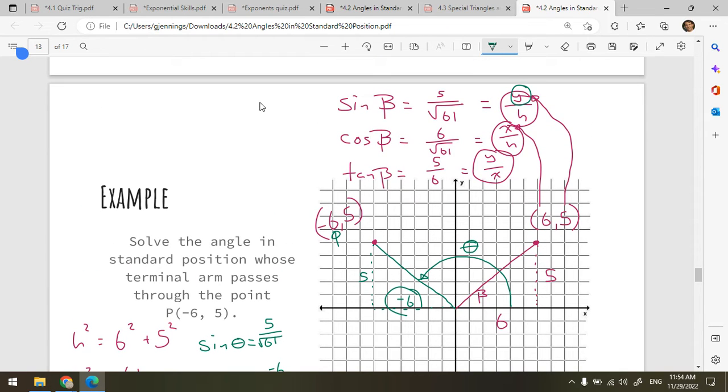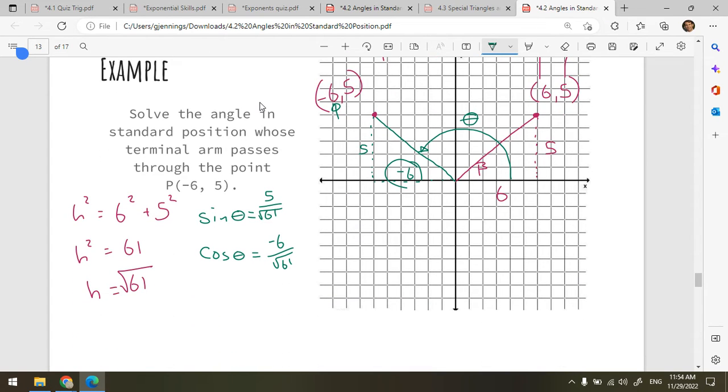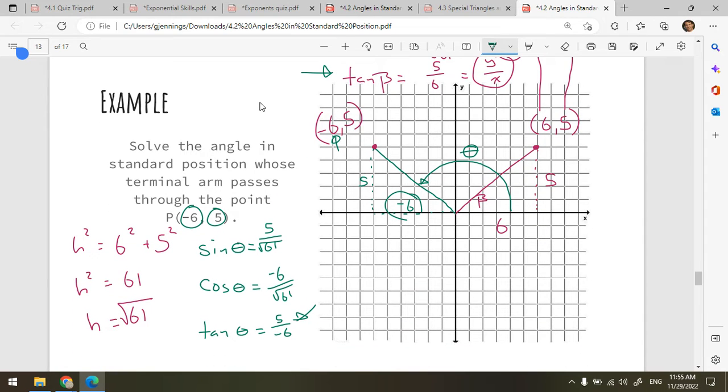Notice that the trigonometric ratios were the same for sine, but just the sign was flipped on cosine. If we take a look at tangent of theta, it would be y over x. So that would be equal to 5 over -6. And that is the same thing as tangent beta, but the sign is flipped. Now, why are we having the same values, but the signs are flipping?